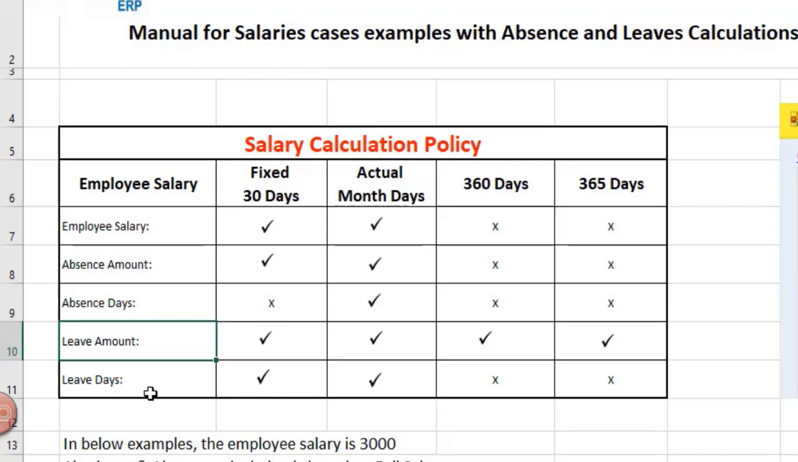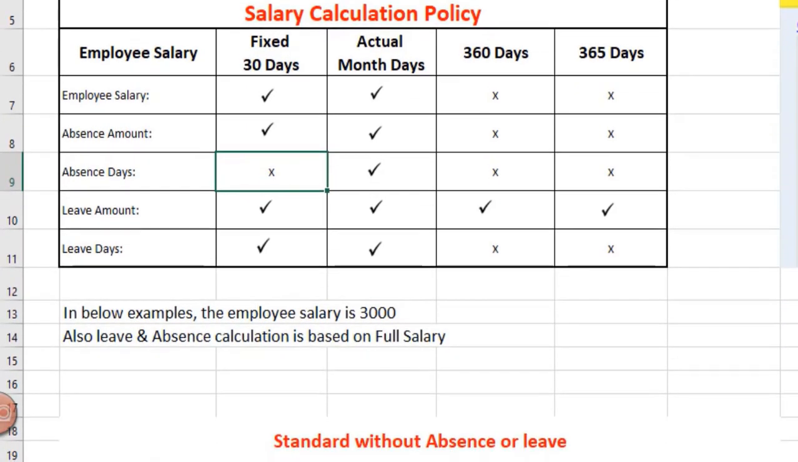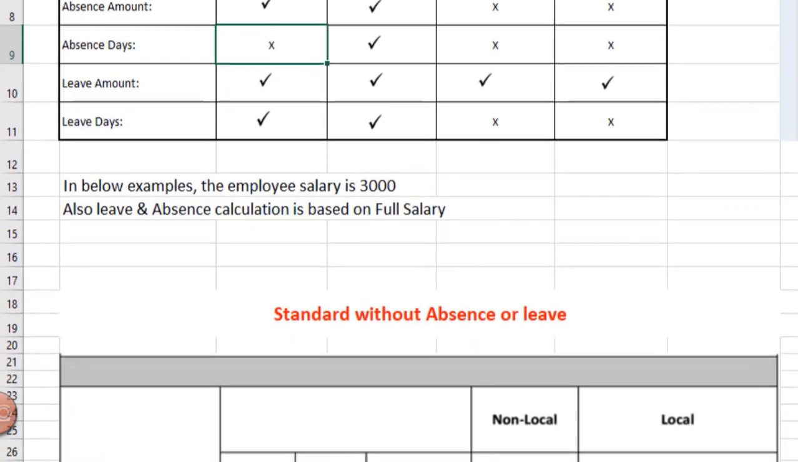So this can be based according to this employee's salary, and in the absence days, it will read exactly how many days, actual days, did the employee take an absence. So this is very, very important. It's like the first step or scenario which we should keep in mind before proceeding forward with the examples. So let's now go to the following examples.